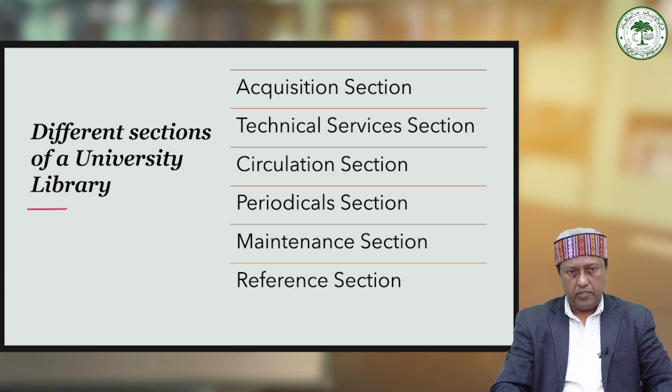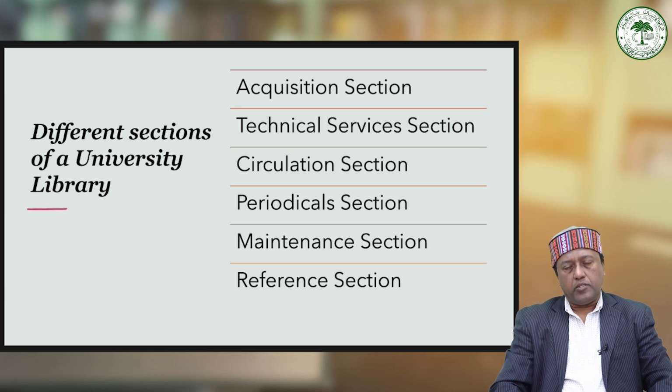Then we have one more prominent section which normally you will find in the university libraries, that is periodical section. As the name itself is very explicit to make you understand, this section will be dealing with a particular kind of material. And what is the specialty of the materials which are procured by the periodical section? All these materials will have certain periodicity, certain frequency, certain time interval, and it is not a one-time processing.